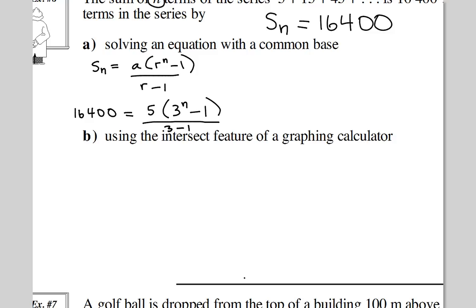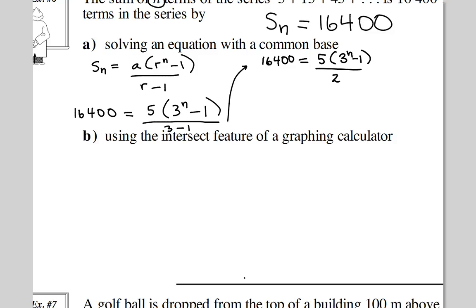Okay. Look at all the stuff in the way. It's kind of like when your brothers and sisters are in your face. You want to get them out of your face. You've got to get rid of this 5. You've got to get rid of this minus 1. And you've got to get rid of this 3 minus 1. So what did I do last time we were in this situation? I cross multiplied. Remember that? Okay. Let's just clean this up first. Left side 16,400. Right side 5 times 3 to the n minus 1. And what's 3 take away 1 in the bottom there? 2.